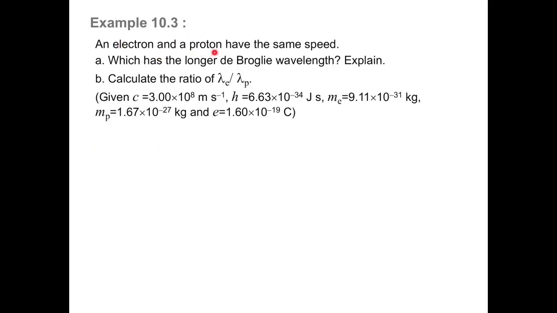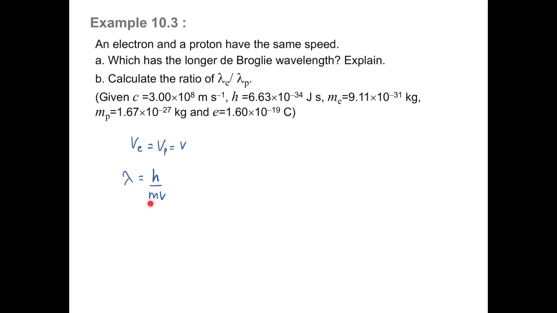Okay, for example 10.3, we have an electron and a proton which have the same speed. So v of electron is the same as v of proton, which is v. And then the question asks us which one has the longer de Broglie wavelength. To find the de Broglie wavelength, we have to use the de Broglie relation, which is lambda is equal to h over mv. And from here we can see that actually the wavelength is inversely proportional to m.